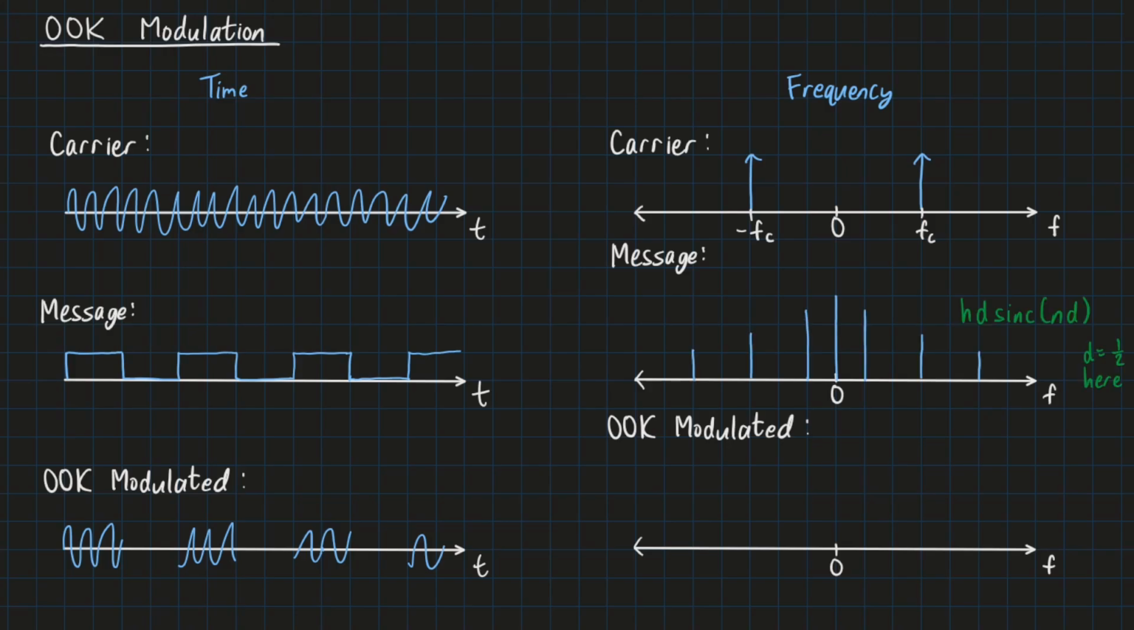Going back to the time domain, the OOK modulated signal is the result of the carrier signal multiplied by the message signal. Multiplication in the time domain is equivalent to convolution in the frequency domain, and vice versa. If we take the convolution of the carrier and the message frequency spectrums, we're going to have the sinc function from the square wave centered at the carrier frequency and the negative carrier frequency.